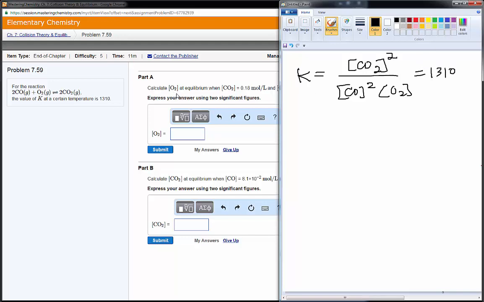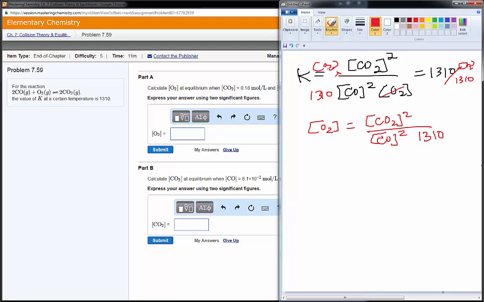All right, calculate the O2. That's this one. If I want to calculate O2, I'm going to multiply both sides by O2, divide both sides by 1310. And I'm going to find out that the O2 is the CO2 squared divided by the CO squared divided by 1310, right? Because I divided both sides by 1310. And then I multiplied both sides by O2. And that got O2 by itself and on top, which is what I wanted.